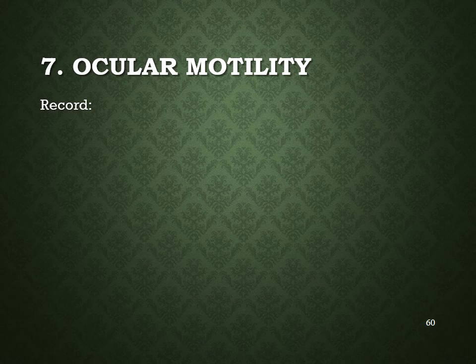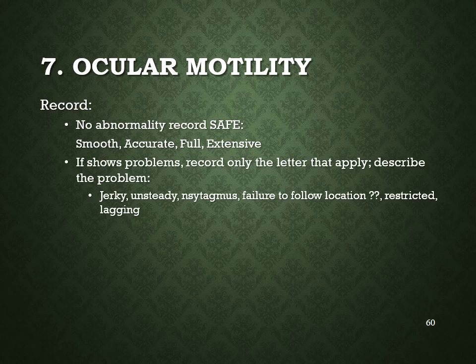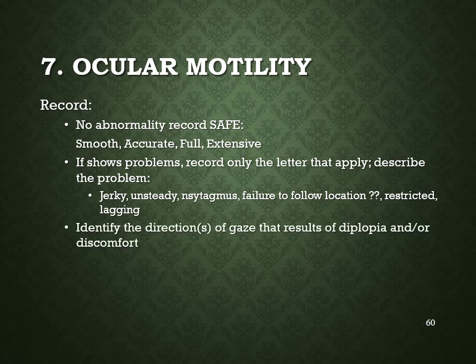For recording, if the patient follows the light smoothly to all positions of gaze with both eyes and never reports diplopia, double vision or discomfort, write SAFE, S-A-F-E. The letters stand for smooth, accurate, full, extensive. If the patient shows any problems, record only the letters that apply and describe the problem.